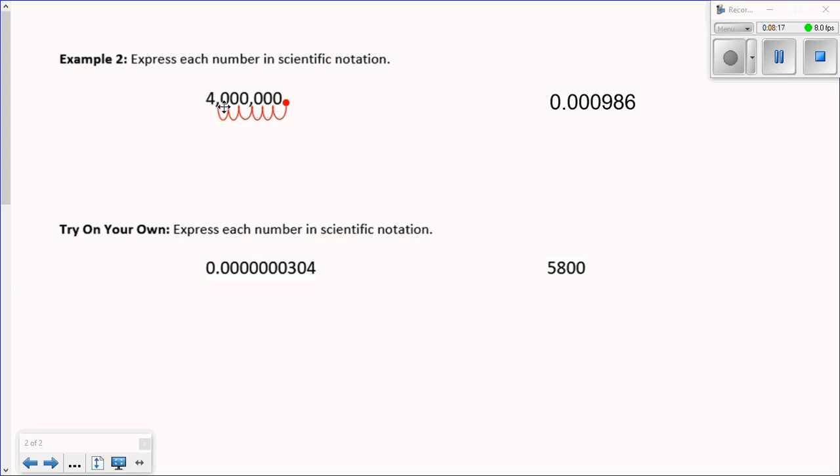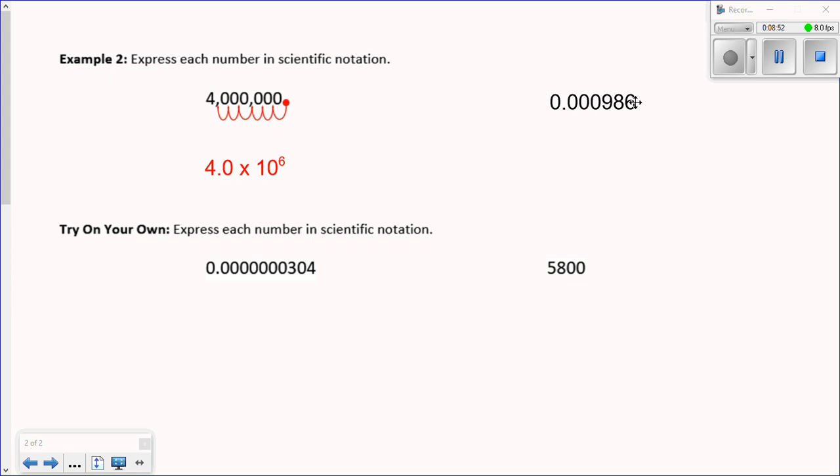So now, because I had a large number greater than 1, and I'm trying to make it smaller, so I'm turning it into a 4, that means my exponent is going to be positive. Okay? So I'm making it smaller here, so it's going to be a positive exponent, because when I apply it, it's going to make it big again. So I'm going to have 4.0 times 10 to the 6, because I moved the decimal point 6 spaces. Okay?